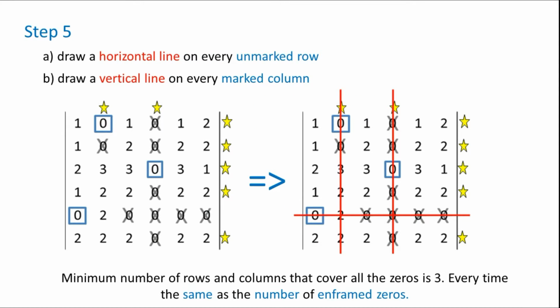In step 5, we simply have to draw lines on every unmarked row and on every marked column. Thus, we mark row 5 and columns 2 and 4. Also, we have managed to reach our goal, determining a minimum number of rows and columns that cover all the zeros. You can notice that we have the same number of inframe zeros, which is not a coincidence. Remember that if we had had 6 inframe zeros from the first place, we wouldn't have reached this step.